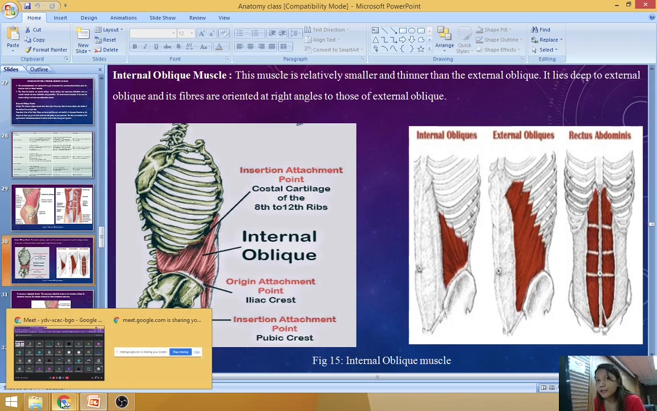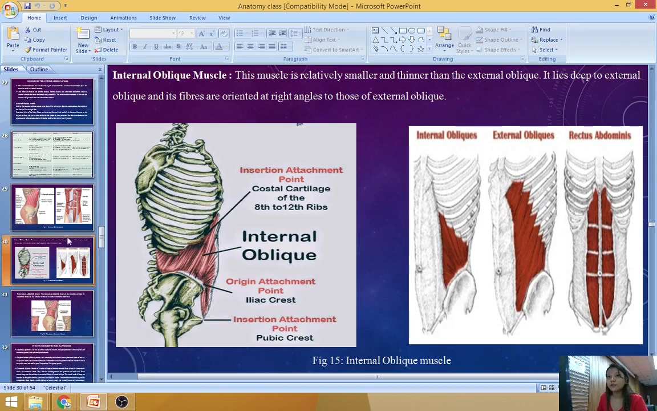Yes, it is like putting your hand in your pocket, right? What is the direction of internal oblique aponeurosis? At right angles to the external oblique. Yes, very, very good. Right angle to external oblique. Okay, you have understood.